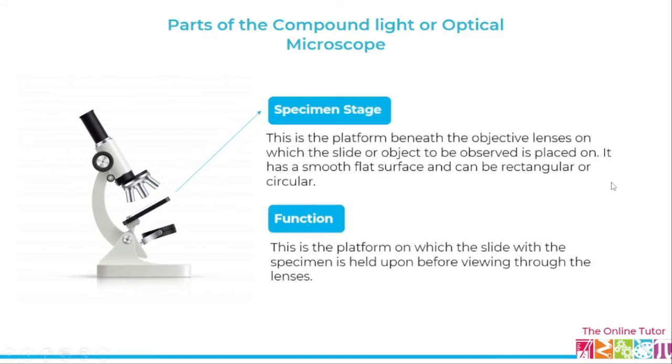So we want to look at the specimen stage. Now this is a platform beneath the objective lenses on which the slide or object to be observed is placed. It has a smooth flat surface and can be rectangular or circular. So what is the function? The function of the specimen stage is that this is a platform on which the slide or the specimen to be observed is placed before viewing through the lenses.